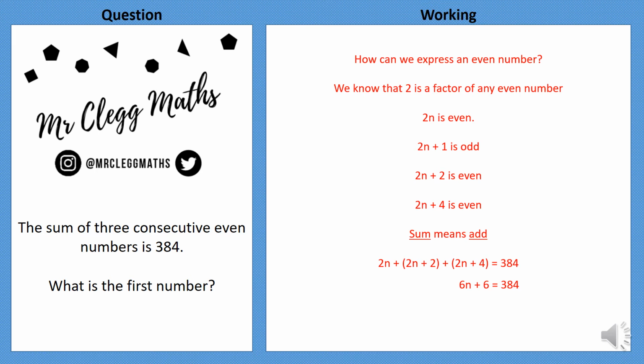And now it's really straightforward. The first thing to do, we need to try and figure out what n is. So we're going to subtract 6 from both sides of the equation. That leaves me with 6n is 378. Then I need to divide both sides of the equation by 6 to leave me with n is equal to 63, which doesn't quite answer the question that I've been asked, because if n is equal to 63, I can now use that to figure out what 2n is, that first even number that I started with.